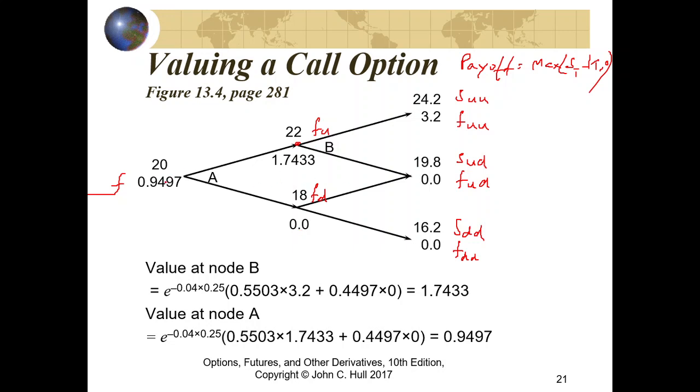Now we have the inputs to get the value of the option today, which are FU and FD. So P times 1.7433 plus 1 minus P times 0, times e to the power of 0.04 times a quarter, so this is the formula, will give us the price of the call option, which is 0.9497. That's why in the slide here we did not waste time calculating the value at node FD, because it is going to equal 0 since the inputs for this part of the tree are equal to 0.